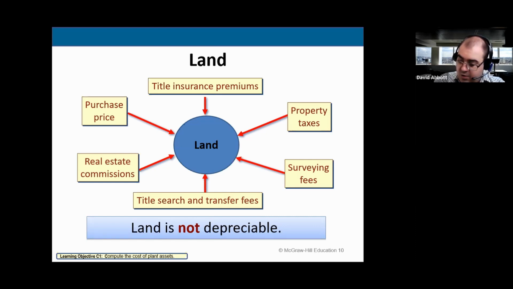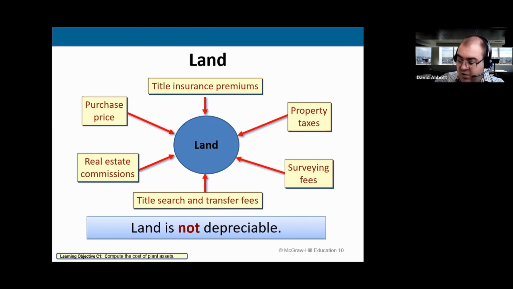Other costs include government assessments, whether incurred at the time of purchase or later, for items such as public roads, sewers, and sidewalks. Because oftentimes you have to pay that when you come into a new area, and it helps for that. These assessments are included because they permanently add to the land's value.